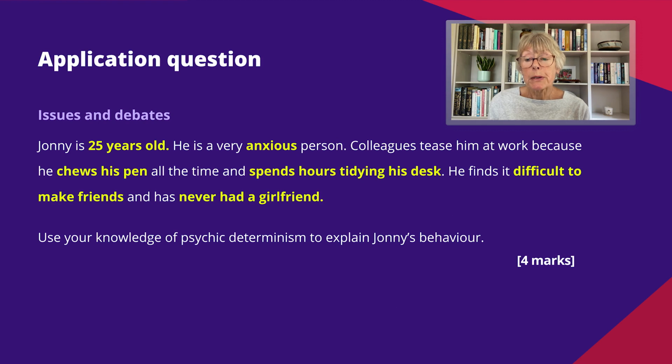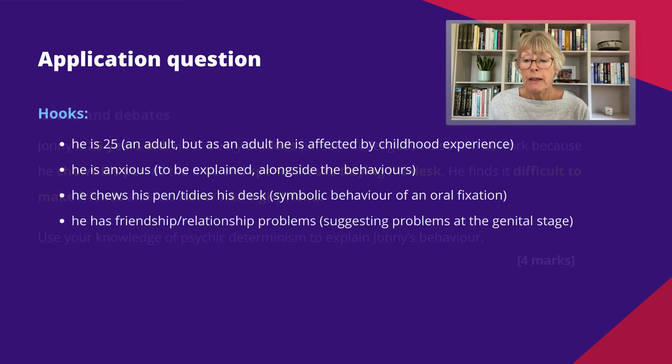Here is an example of a stem that has plenty of hooks to allow students to link what they know about psychic determinism to the scenario. These hooks are shown with ideas of how they might elicit application given below. You will find lots of examples of similar stems in specimen and past papers. Look at some of these for more ideas of how to write your own.